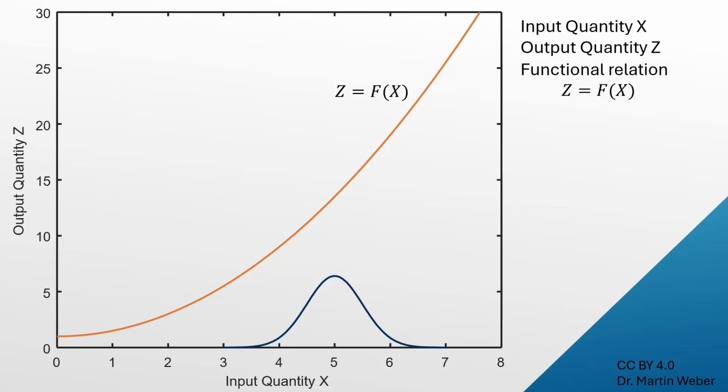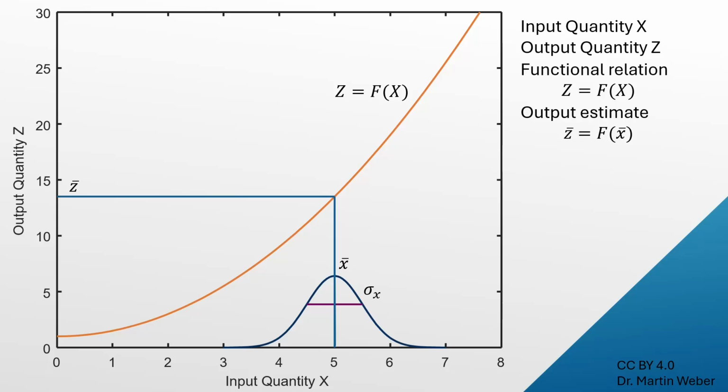And the nice thing about a normal distribution is now that it is described by two parameters: the mean value, which describes the most probable value, and then the standard deviation, which describes the width of the distribution, and this can be also considered as the uncertainty. Now the mean value can be used and evaluated with the function to get the output estimate, and the next step is to propagate the standard deviation.